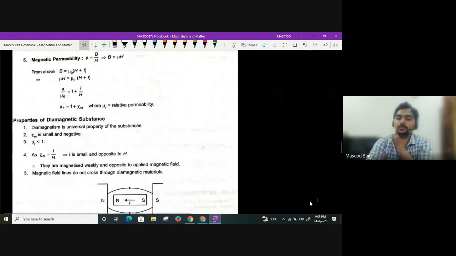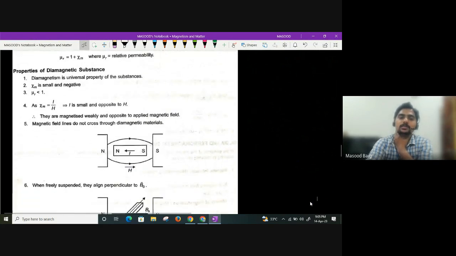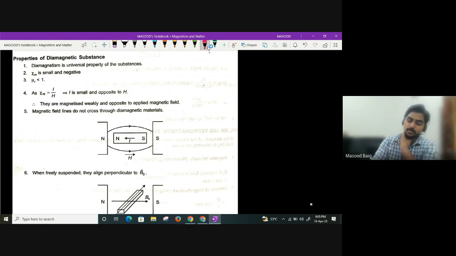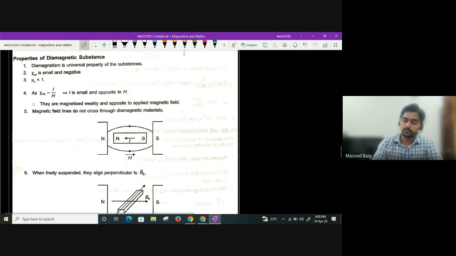Based on these five properties, we can categorize the materials into para, dia, as well as ferro. Ferro and paramagnetic will have similar properties, so we'll study them separately. Let us talk about diamagnetic, guys. You need to remember all these values again.